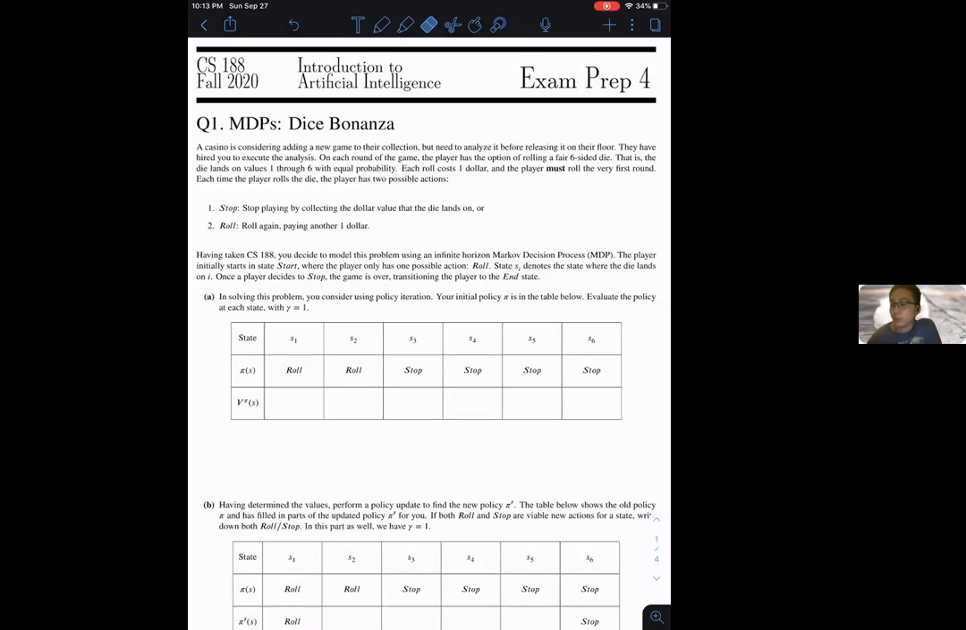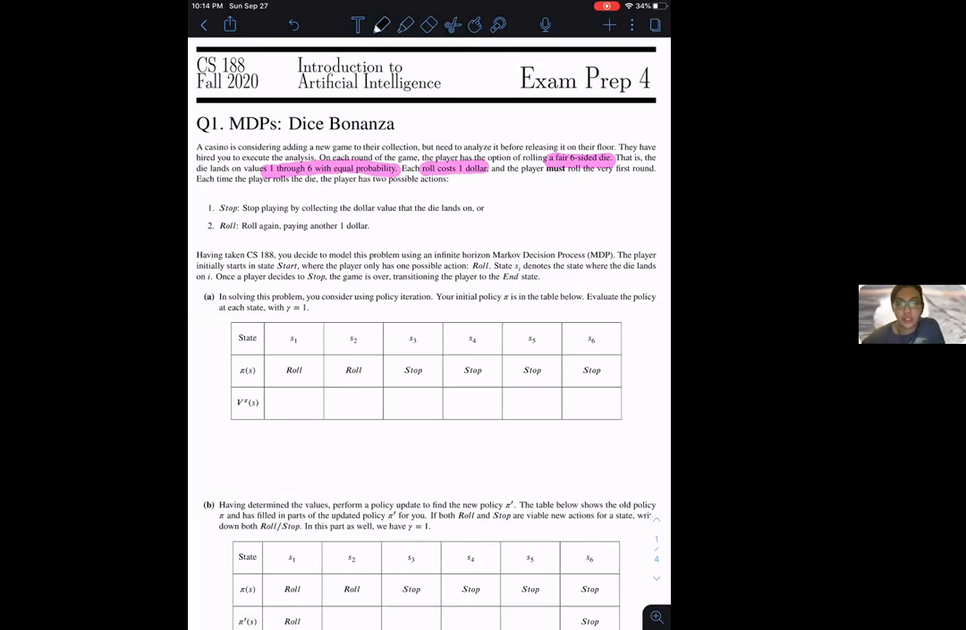Today's topic is going to be MDPs and I'm just gonna dive right in. So for the first question right here, we have a casino game and the objective of the game is for the player to earn some sort of money. Essentially how the game goes is the player rolls a fair six-sided die, and the die can land on values 1 through 6 with an equal probability distribution. Each roll costs $1, and the player must roll the very first round.